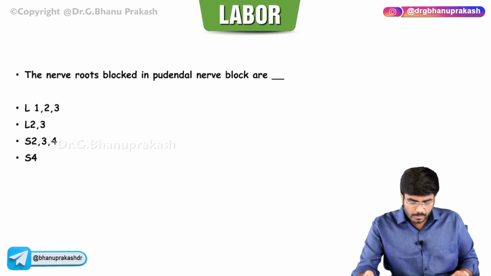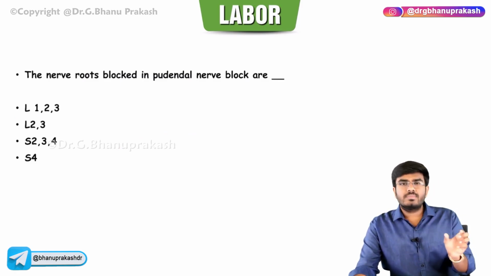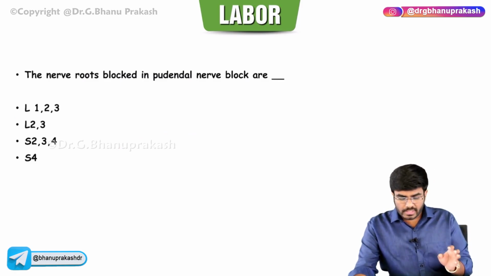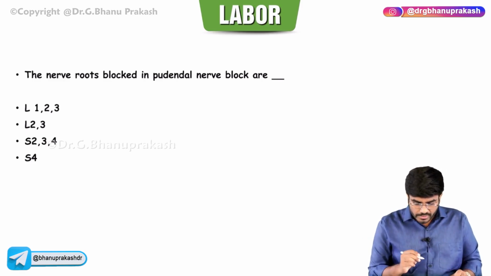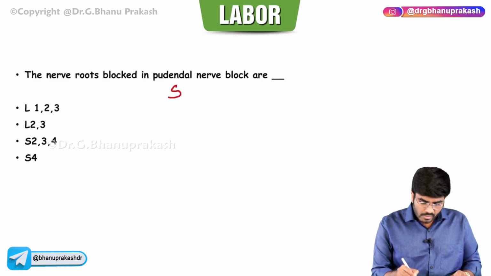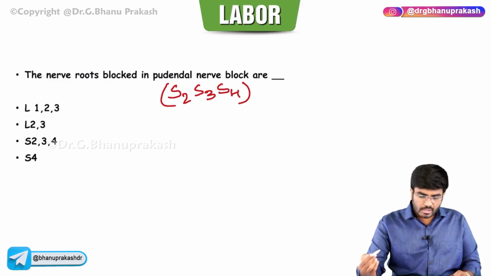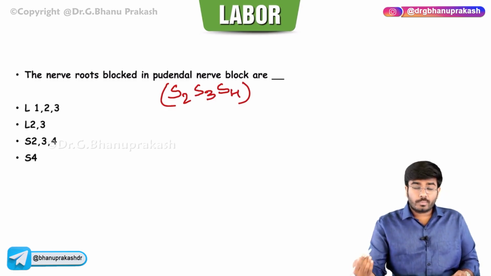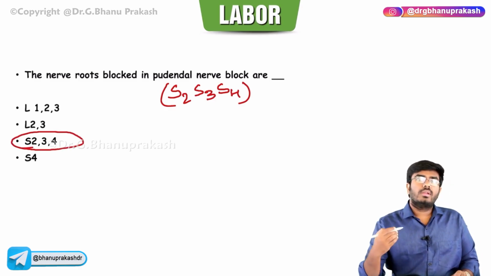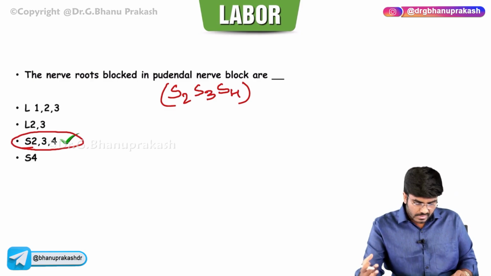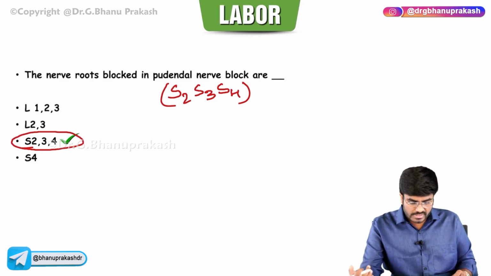The nerve roots blocked in the pudendal nerve block are... So this is a very simple MCQ. You just need to know the root value of the pudendal nerve. We know that the pudendal nerve supplies the area of the pudendum, the vulva. Now the pudendal nerve is made up of S2, S3, S4. These are the root values. So for pudendal nerve block, you are going to block the S2, S3, S4 nerve roots. The roots blocked in pudendal nerve block are S2, S3 and S4.